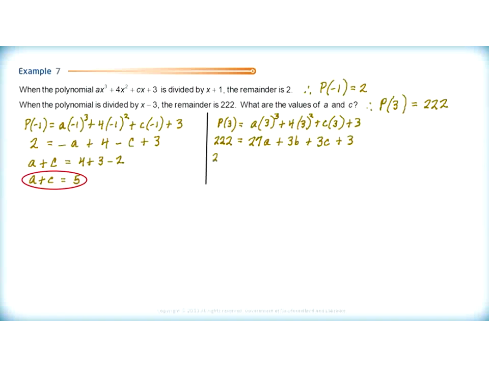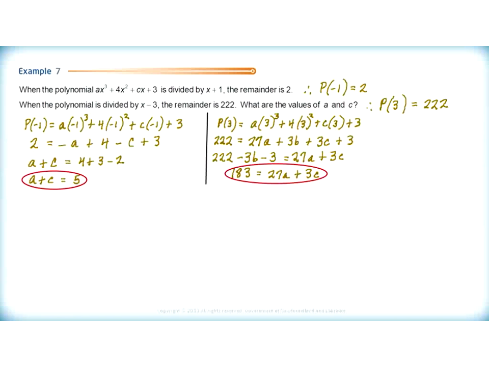There we have 222 minus 36 minus 3 will equal 27a plus 3c. So 222 minus 36 minus 3 is equal to 183, is equal to 27a plus 3c. That will be the second equation to make up our system of equations.